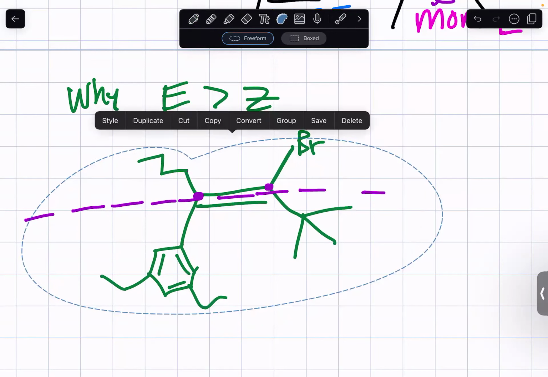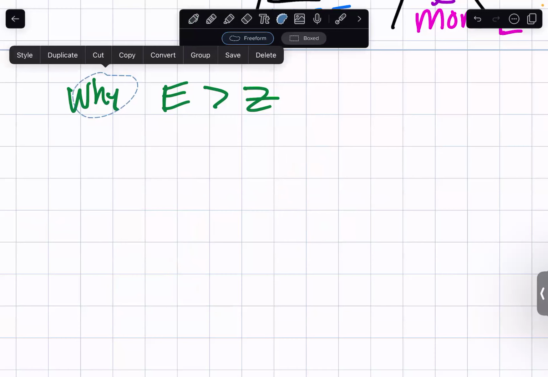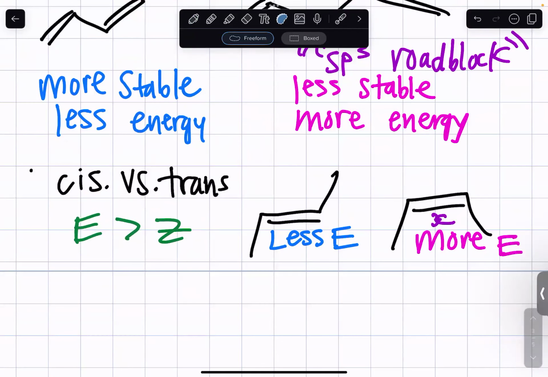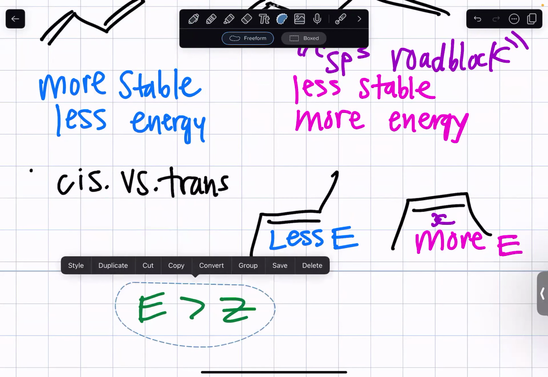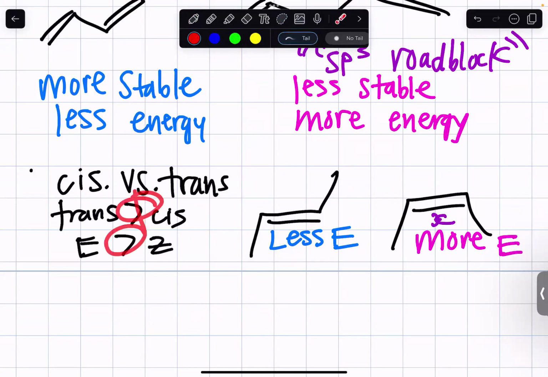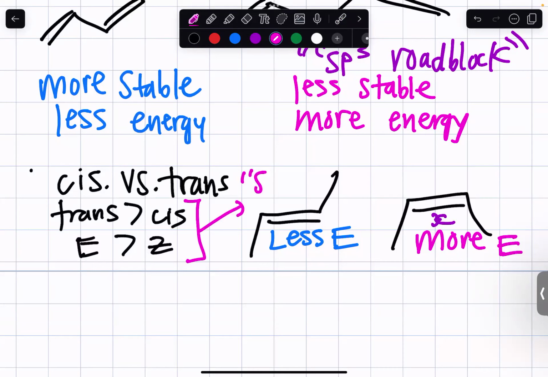So it follows cis and trans. Trans is always more stable than cis. E is always more stable than Z. Trans more stable than cis. E more stable than Z. These arrows are talking about stability here, not energy. If it's energy, it's gonna be the other way around. Okay. Stability.